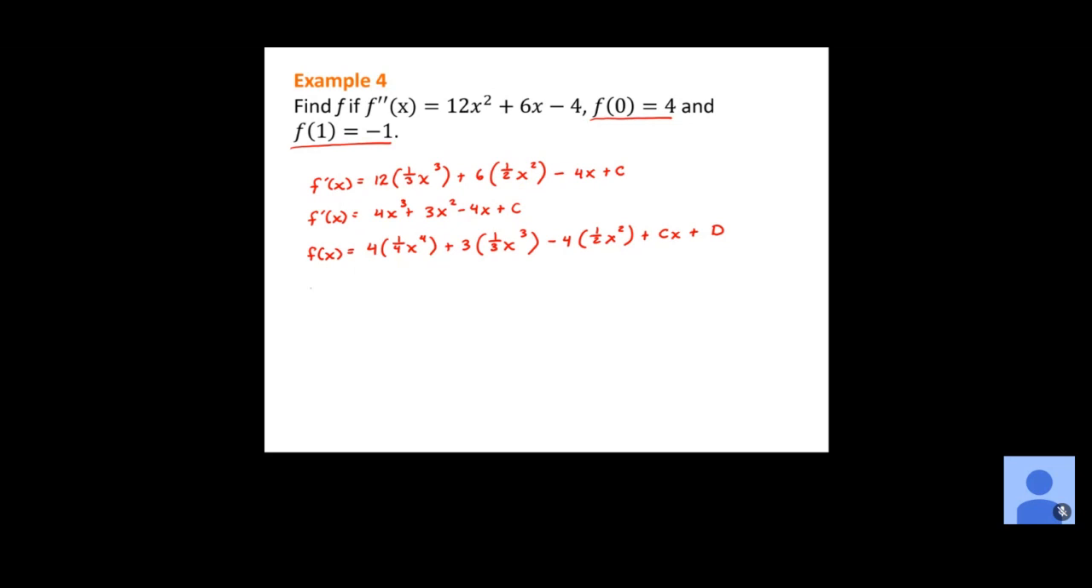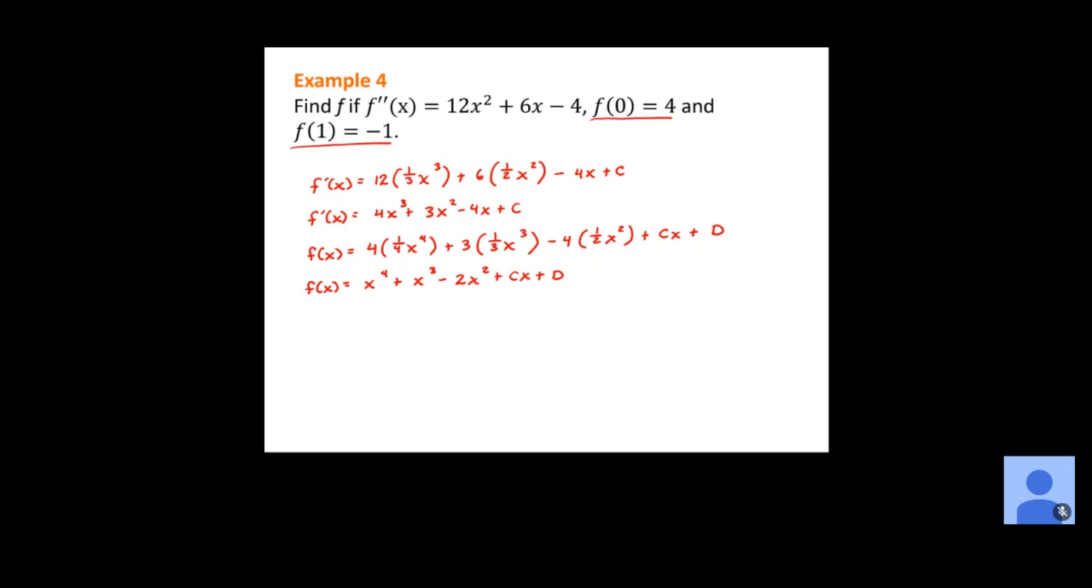All right, so now I am going to simplify this. We have 4 times 1/4 is 1, so we get x to the fourth. 3 times 1/3 is also 1, so that just gives us x cubed. Minus 4 times 1/2 is a 2, x squared. Then we have plus cx and plus d.